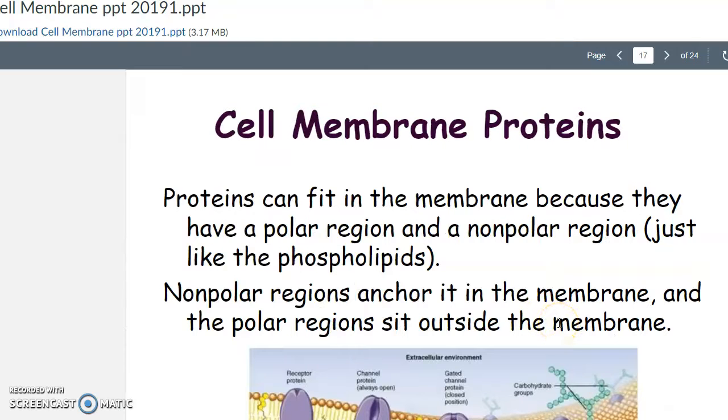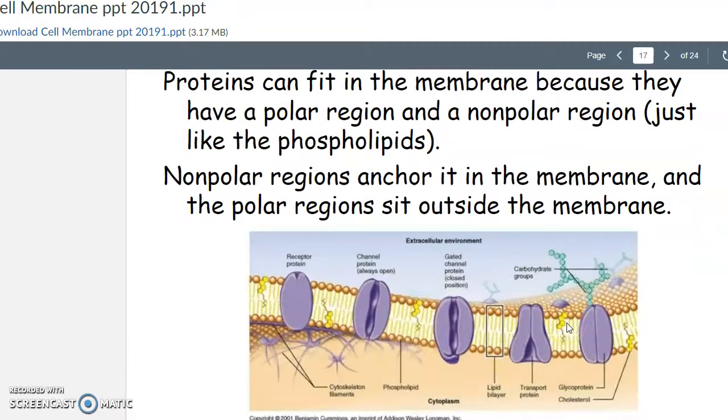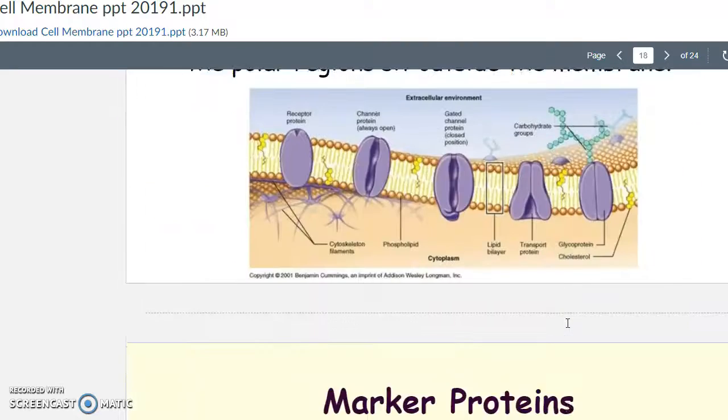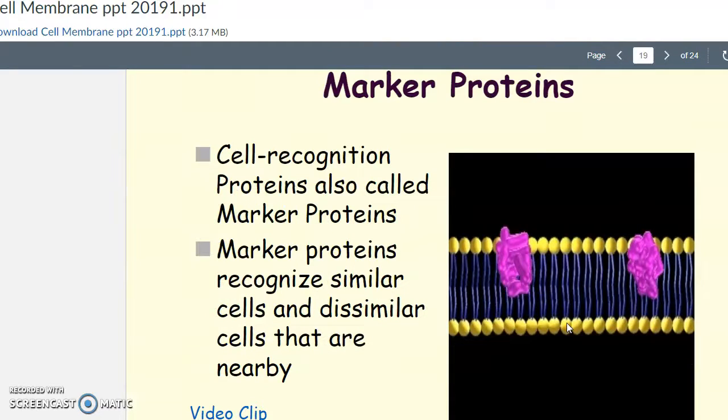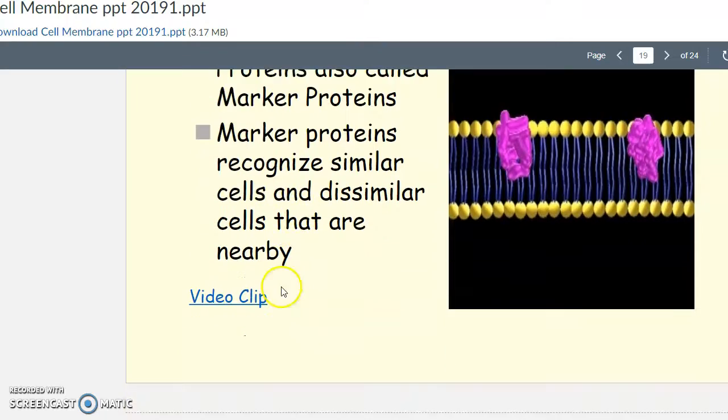Cell membrane proteins. The proteins can fit in the membrane because they have a polar region and a nonpolar region. Nonpolar regions anchor it in the membrane, and the polar regions sit outside the membrane. The marker proteins, the proteins that can identify what's going in and out, are called marker proteins, and they decide what goes in and out. Let's see if this video clip works.